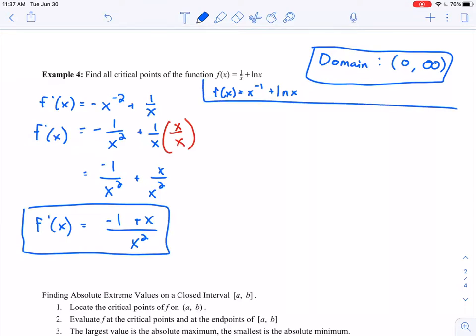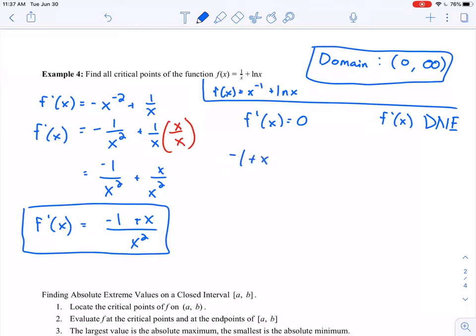The reason I think that is because now we have our derivative. Remember the two cases we want to think about: places where f prime of x is equal to 0, and places where f prime of x does not exist. So I'm going to, first of all, take my derivative that I just found and set it equal to 0. So negative 1 plus x over x squared is equal to 0.